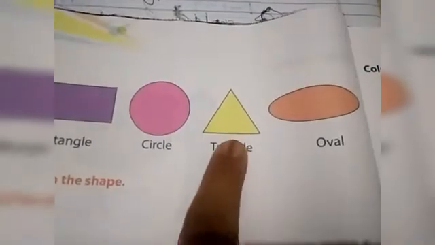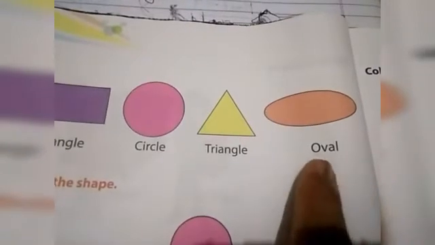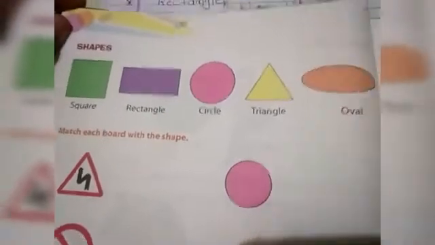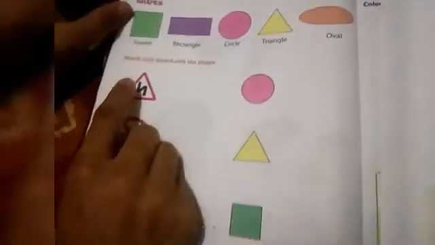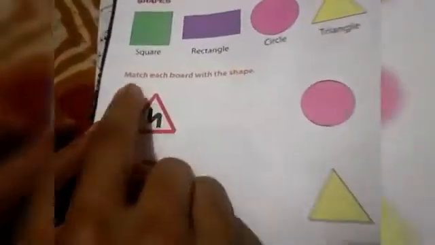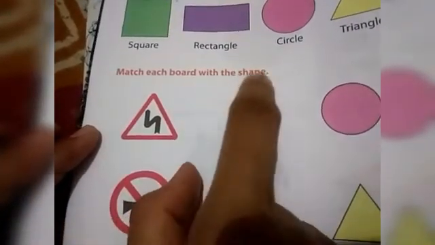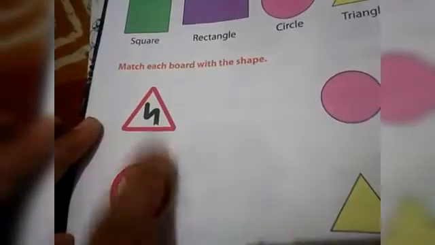Triangle, triangle. Then oval, oval. Now we have studied all shapes. So now we'll study one exercise. Match each board with the shape, right? So here you have to match all the boards with their same shapes.